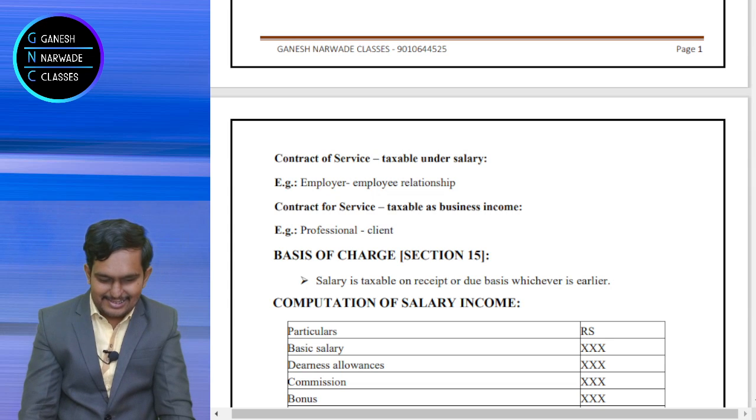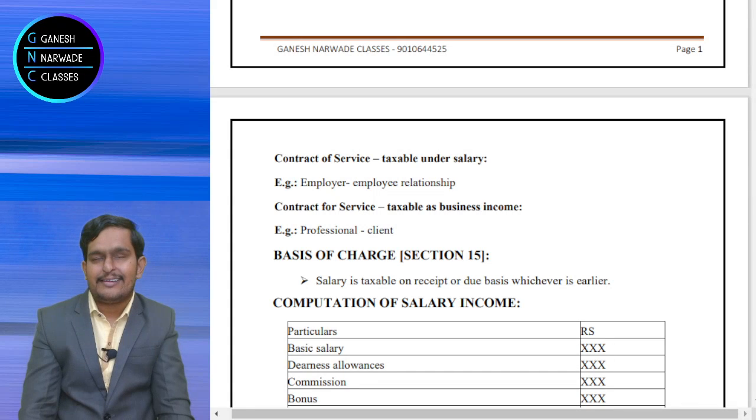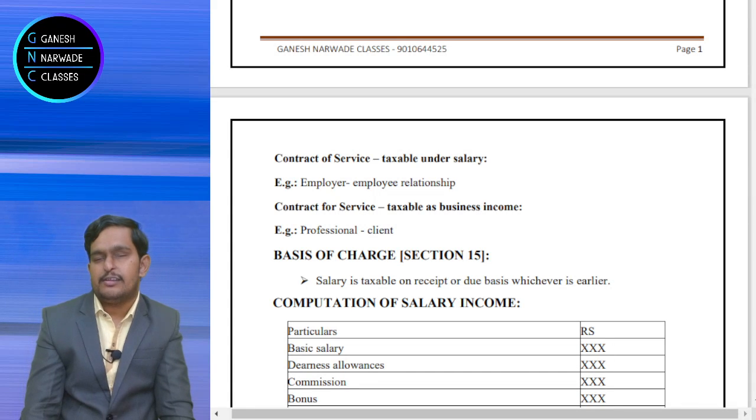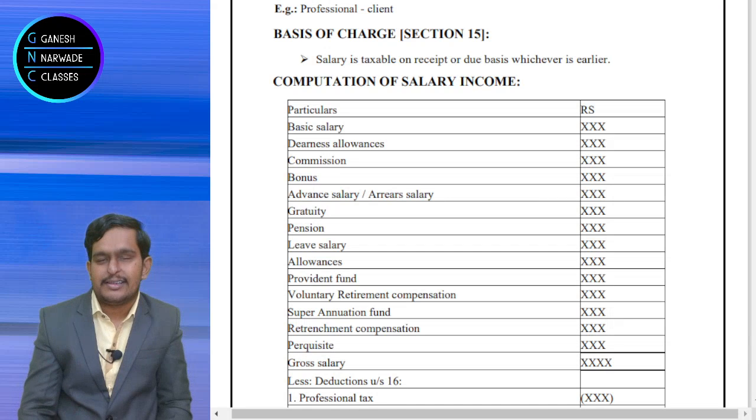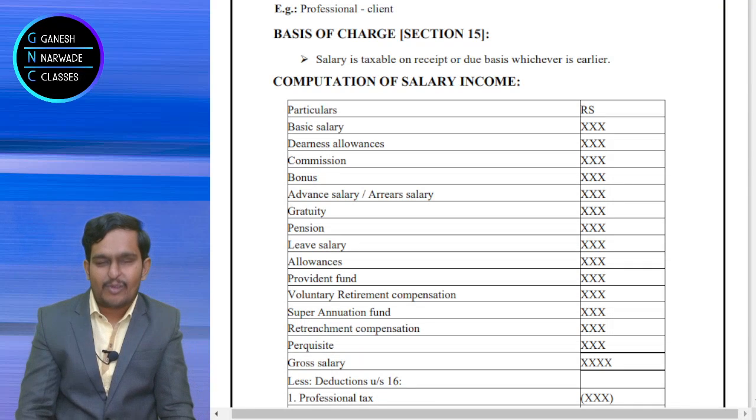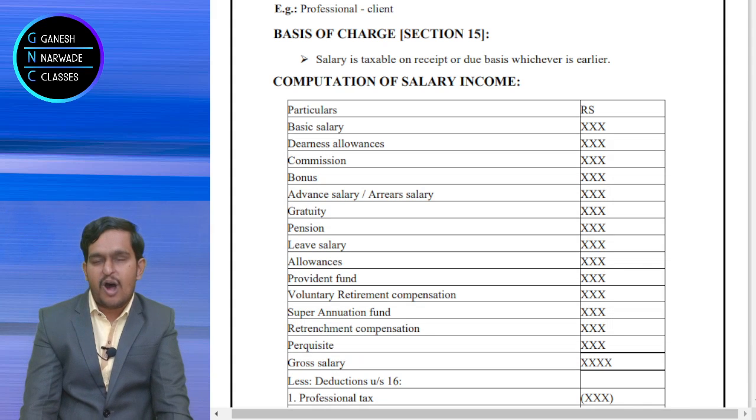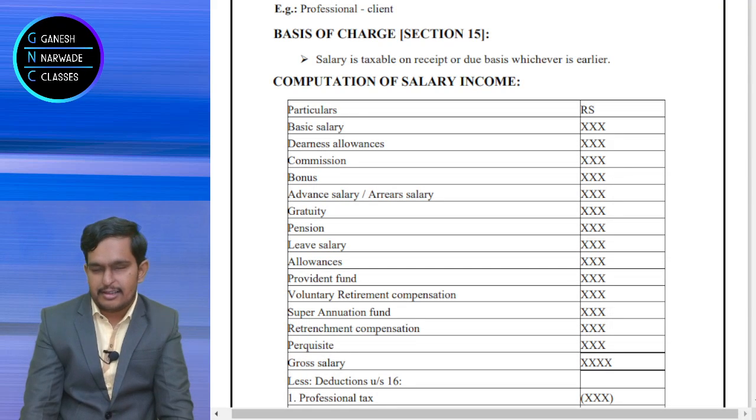Okay, and with these few special things which we discussed, let's come to the very important section 15, the basis of charge. Some people call it the charging section. Nothing wrong with it. So basis of charge or charging section means what? That means this gives the right to tax your income. Okay, how? So salary is taxable on receipt or accrual, whichever is earlier. What I said? Receipt or accrual, whichever is earlier.